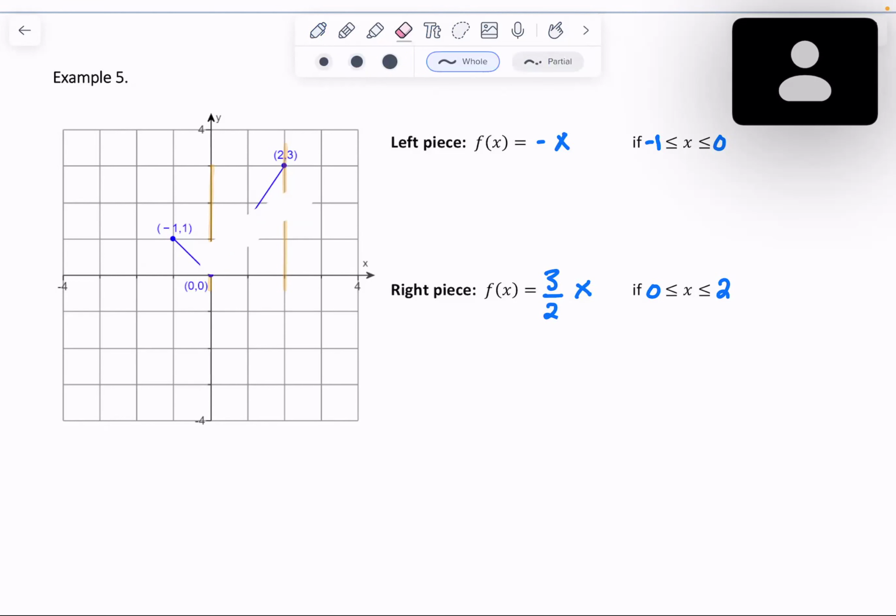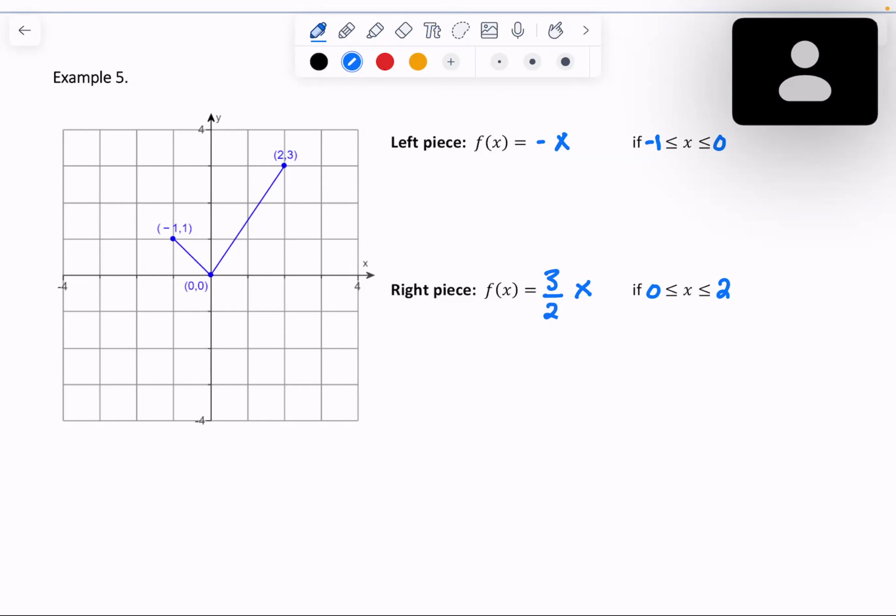So does everyone see how we can identify the piecewise defined function on each piece, if the functions are actually pretty simple? In this case, they were both linear functions with no y-intercepts. So we just had to figure out what's the slope, and that was it. Everyone okay with how I did that second part, the right piece? Okay.